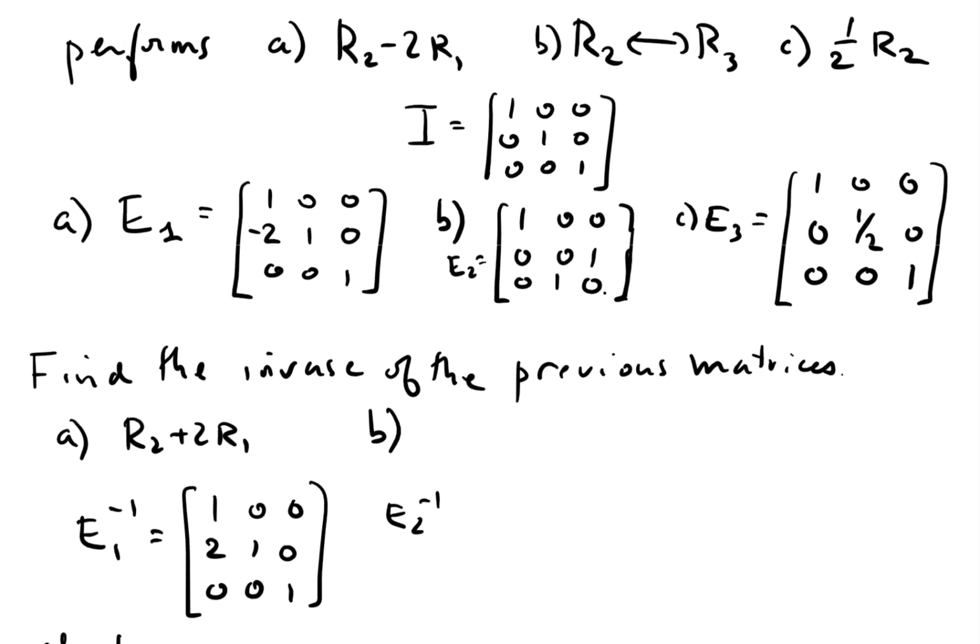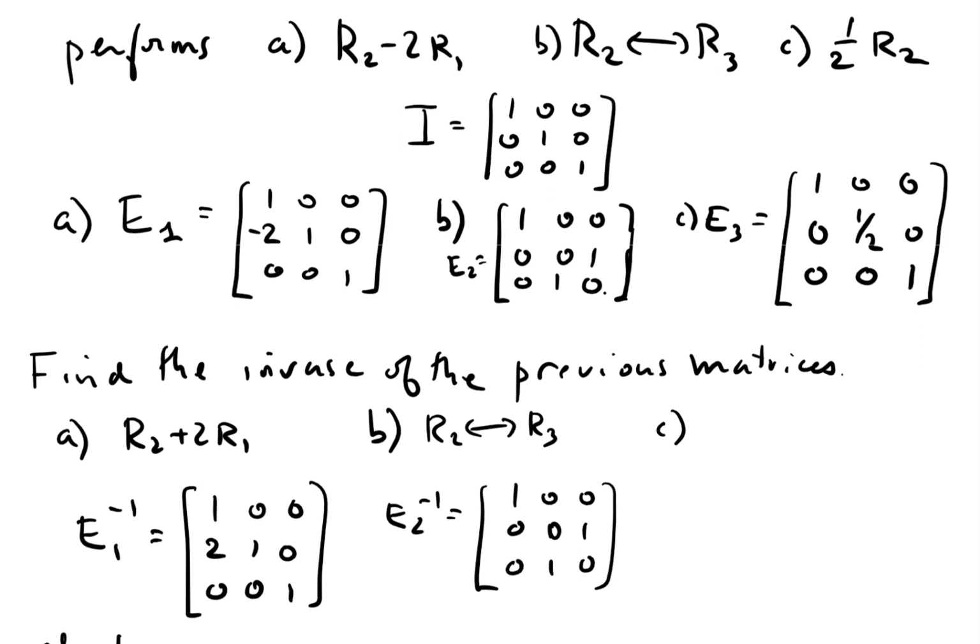E2 inverse, what is that? Well, I've interchanged row 2 with row 3, so what do I need to do to go back to my initial state? I need to interchange them again. So in fact, this row operation is its own inverse, which means that E2 is its own inverse. So that's kind of nice. If we have one of these elementary matrices that interchange two rows, it's always going to be its own inverse. And for E3, I need to multiply row 2 by 2, so we get this very easily.